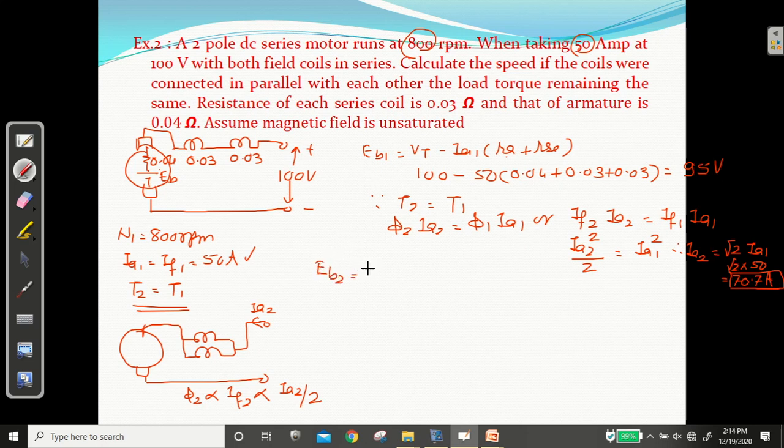EB2 equal to what? VT is 100 minus IA2, 70.7, into RA, which will be the same 0.04, plus these two coils 0.03 and 0.03 in parallel. Equal values in parallel, it is half. So plus what will it be? 0.015. Is it clear? If the resistance of both coils, 0.03 and 0.03, come in parallel, it will be half. So half of 0.03 and 0.03 is 0.015.